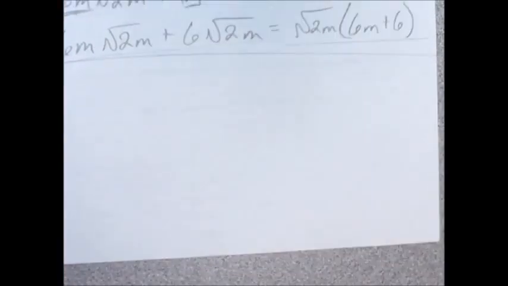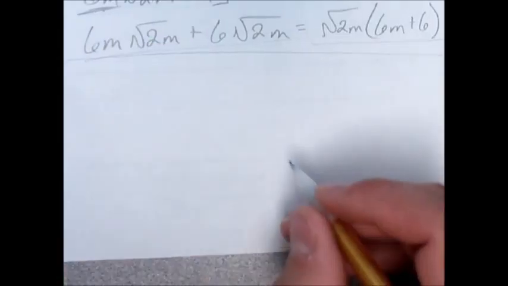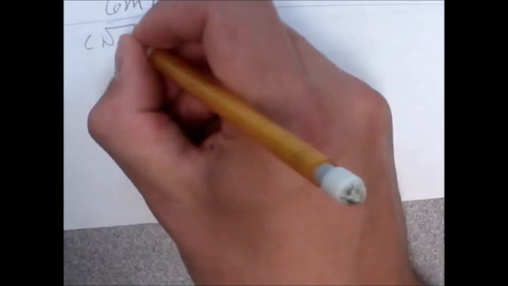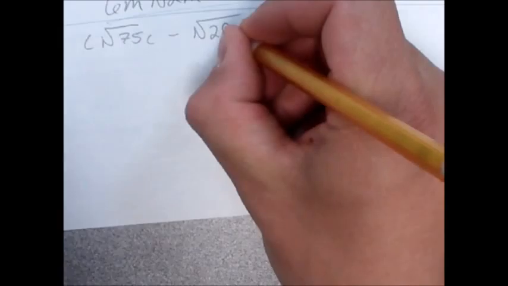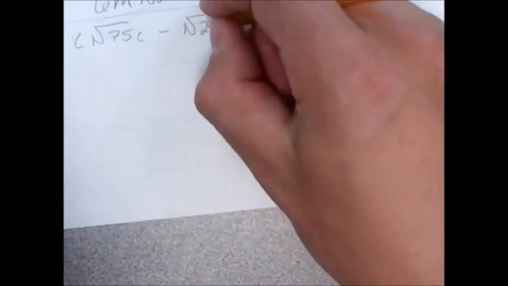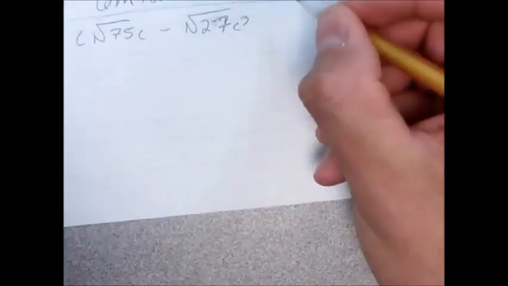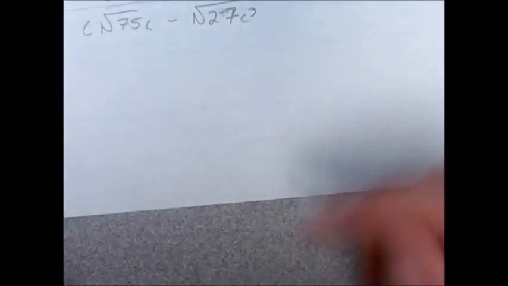That's part A, next one part B. On part B it gives us C square root 75C minus square root 27C cubed. I need to reduce some of this stuff so that it hopefully looks the same. I need a perfect square that comes out of 75. Remember the perfect squares: 4, 16, 25, 36, 49, and so on. What is a perfect square that comes out of 75? So I can rewrite it.